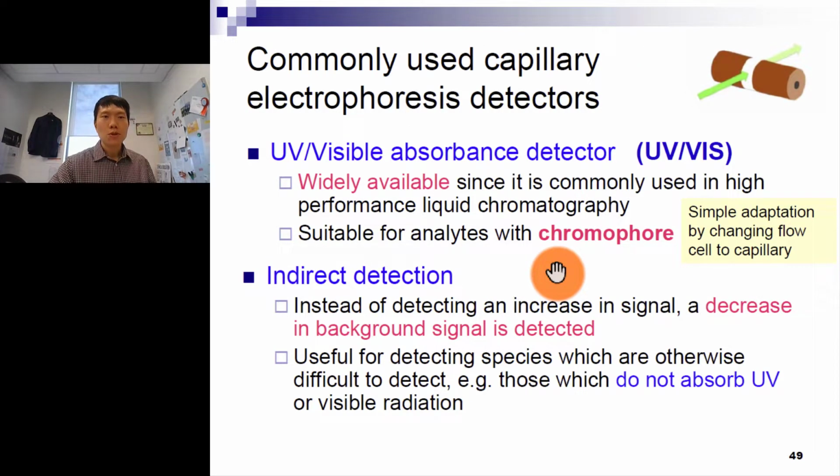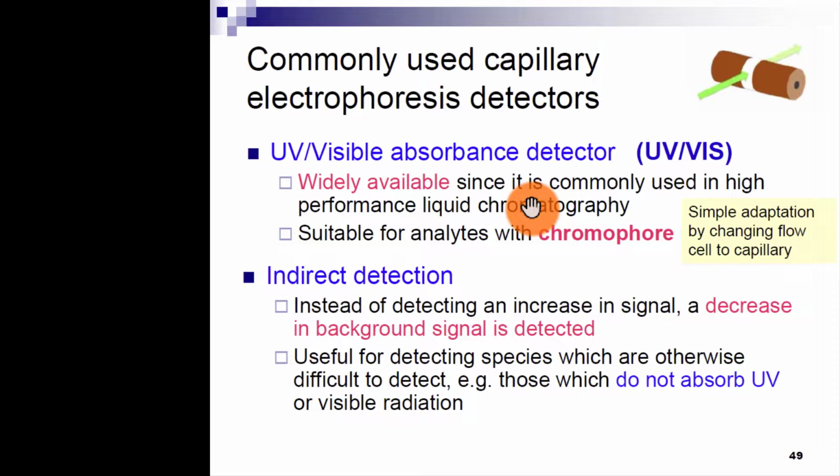So the UV-vis absorption detector is one of the most widely available, and that's because for your sample, if you have a chromophore involved here, you can just detect it. And there's no need for derivatization. That means you do not need to do an organic synthesis to tag a fluorescent dye for it to be detected. And it's also very simple because you can change the flow cell to change the path length of the light in the capillary scan.